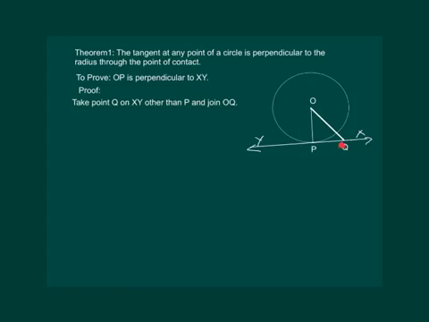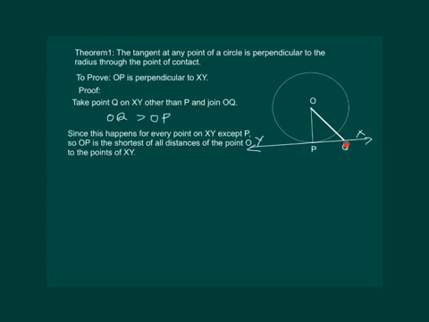We have taken point Q outside the circle, since if Q lies inside the circle, then XY will become secant and not a tangent to the circle. Therefore, now we can say that OQ is greater than the radius of the circle, which is OP.